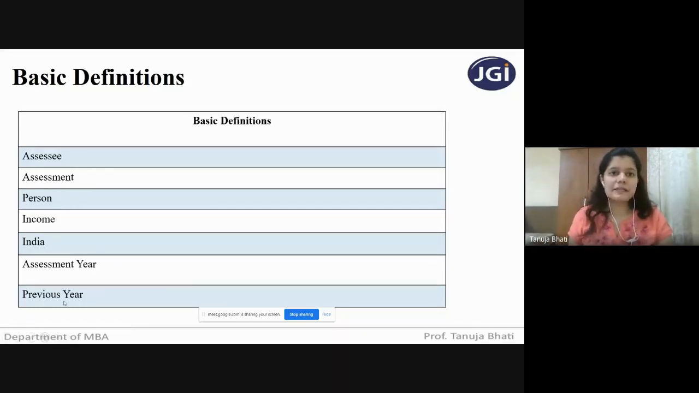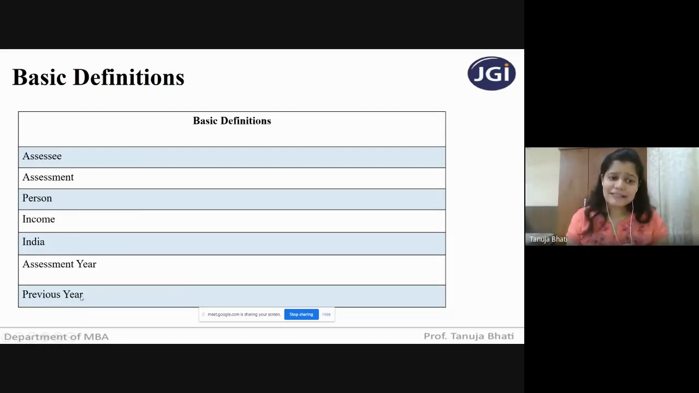So suppose this year is 2020. What is the financial year? It is nothing but April 2020 and it will end on March 2021. So it is called previous year. Previous year is nothing but the financial year. The year in which an individual earns income is the previous year.